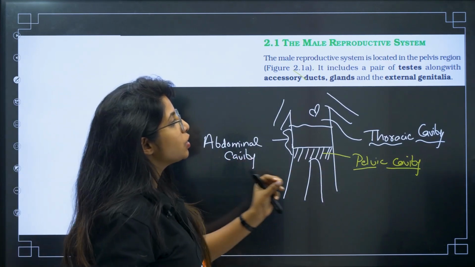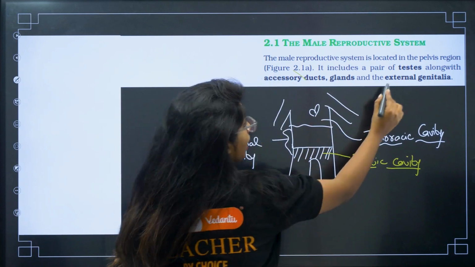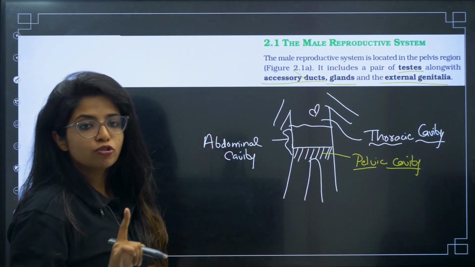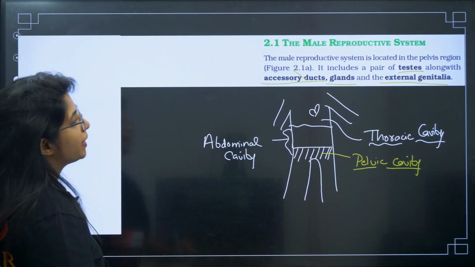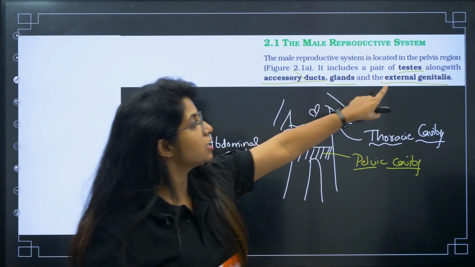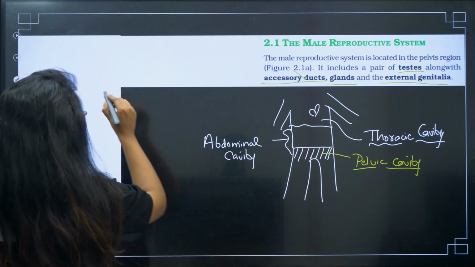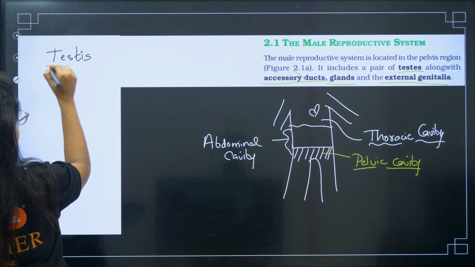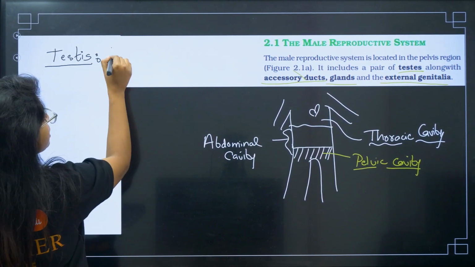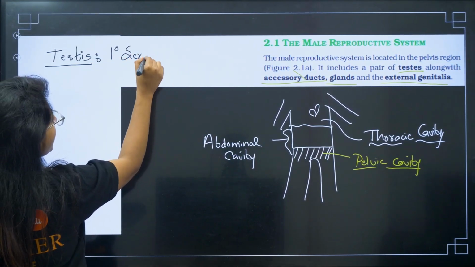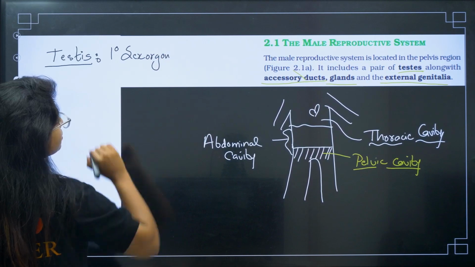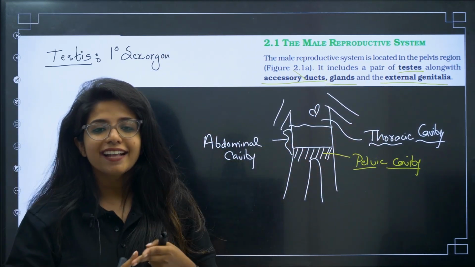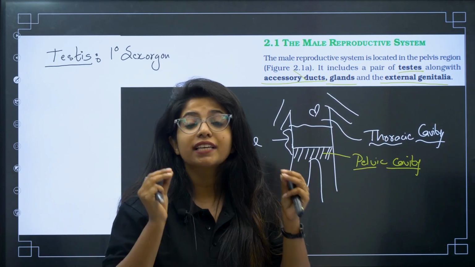Now, what does it include? It includes a pair of testes, accessory ducts, glands and external genitalia. Now, children, when I say a pair of testes, this is plural. If I use this particular spelling, testis, this is singular. I call testis the primary sex organ. Why do I say that testis is the primary sex organ? So what about others which are mentioned over here? Accessory ducts, glands and external genitalia, they are all secondary sex organs.